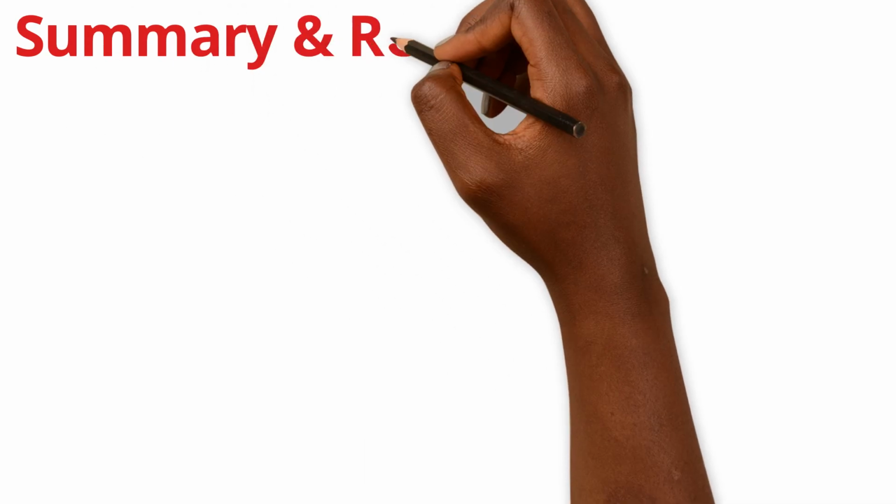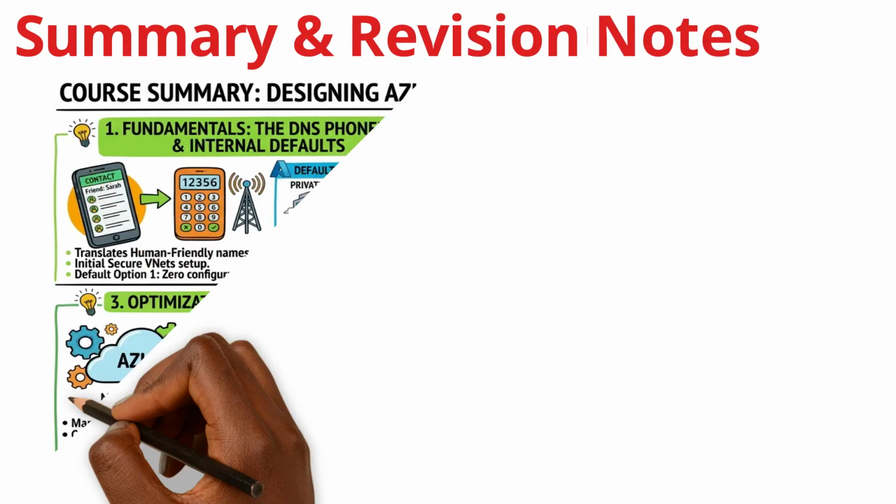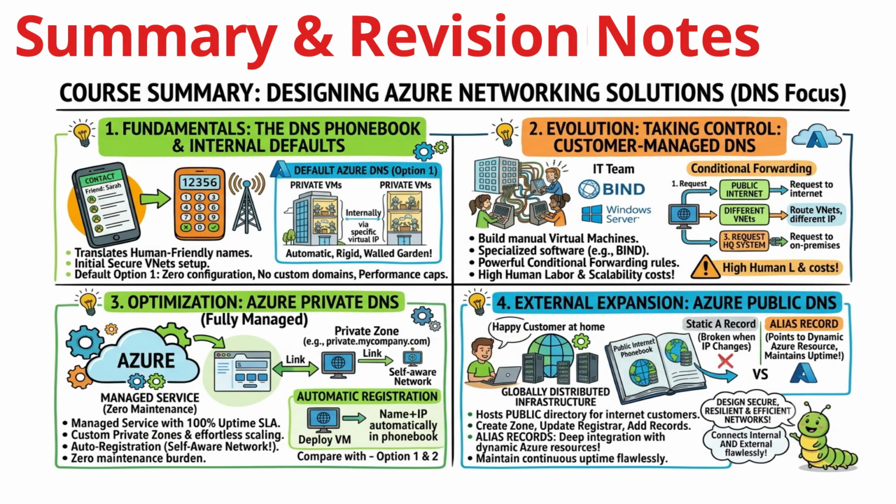This masterclass explored the complete architecture of name resolution within Microsoft Azure. The system functioned as the ultimate phonebook, seamlessly translating human-friendly names into numerical IP addresses. We examined how the default Azure-provided DNS operated automatically for simple virtual networks. As enterprise demands increased and networks expanded, we transitioned to customer-managed servers, which allowed powerful conditional forwarding but caused significant infrastructure overhead and manual upkeep.